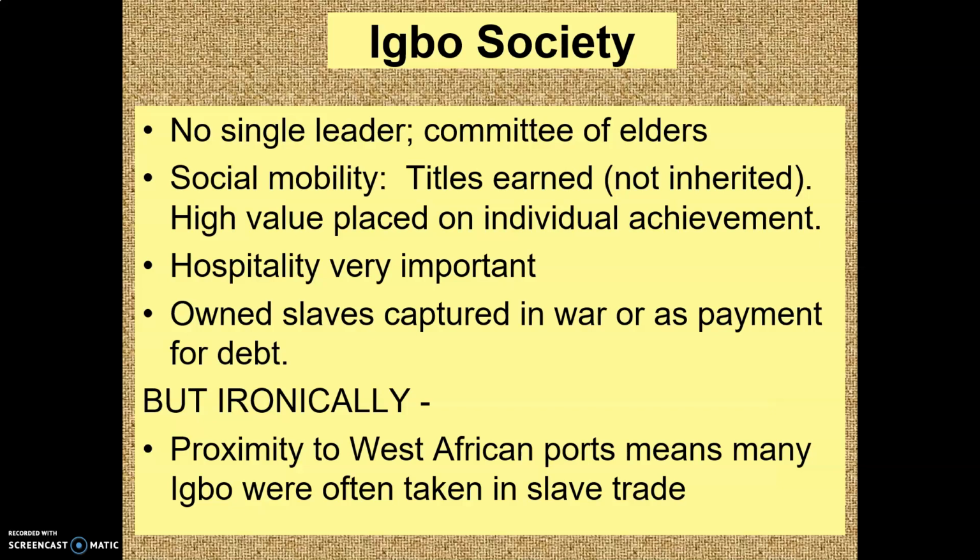Now, the irony I spoke of just a minute ago was about slaves, because the Igbo people often owned slaves themselves, slaves that were captured in war or taken as payment for a debt. And so you see the irony, because they were so close to the African ports that even though they sometimes owned slaves, the Igbo people were taken as slaves as well, taken to places, European countries and even the United States.